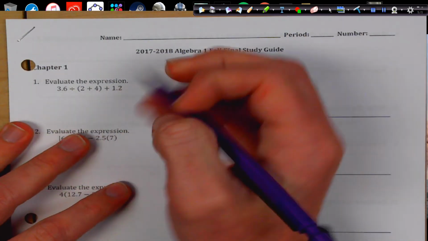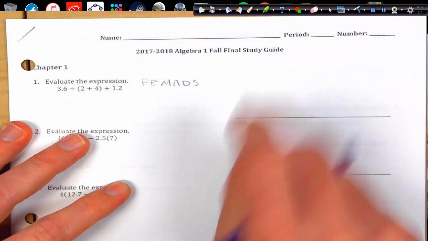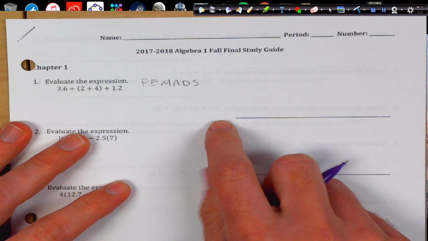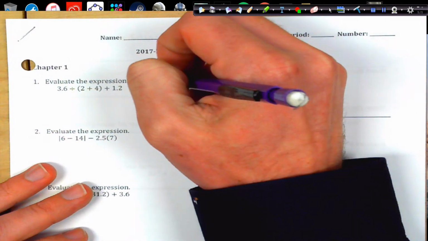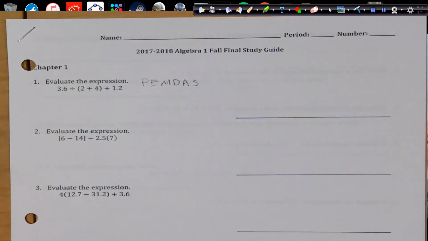These are all PEMDAS type problems. A lot of them on the test. And we already started out spelling PEMDAS wrong. That's embarrassing. I said let's not start with anything wrong, and we start out. There we go, PEMDAS. I know how to spell.